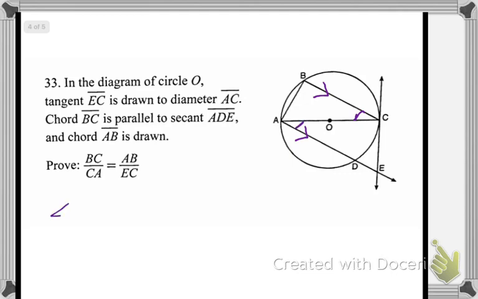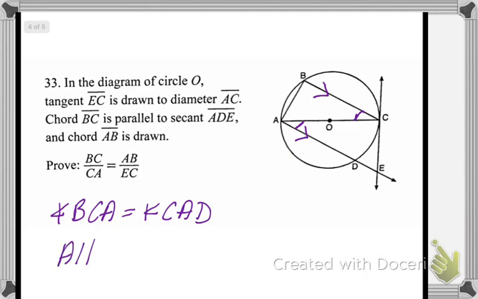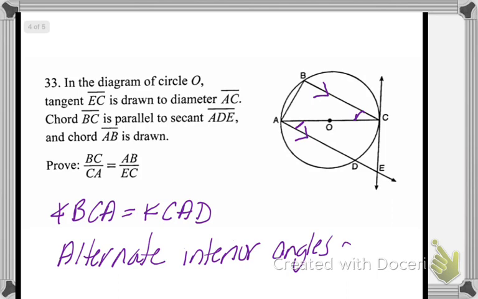So you're going to write angle BCA is equal to angle CAD, and your reason would be alternate interior angles are equal. Okay, so that's the first thing.